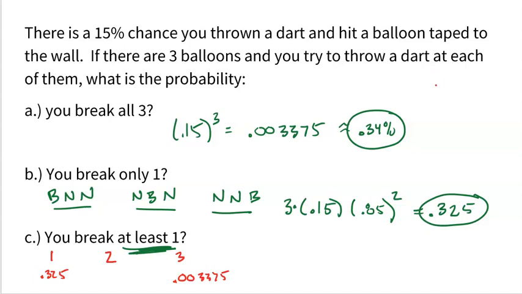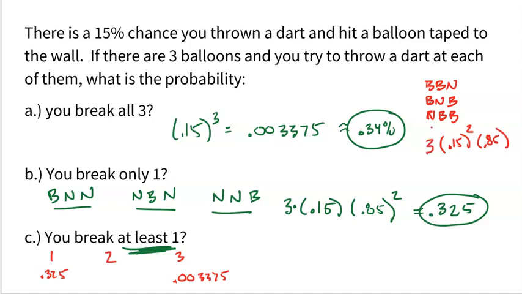So let me just come to the side here. 2 balloons could look like this. Break, break, not break. Break, not break, break. Not break, break, break. Again, same thing we just went through. All 3 of these scenarios are distinctly different, but they all have 2 breaks, so 0.15 times 0.15, 0.15 squared, and 1 not break, so 0.85. But there are 3 of these different scenarios.